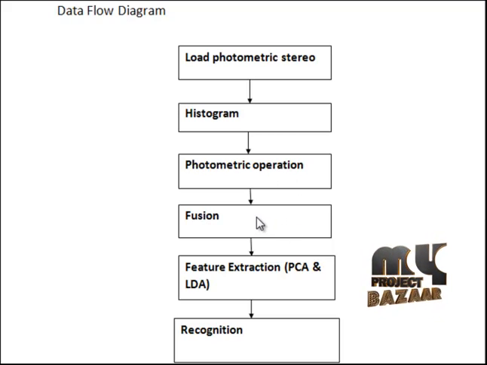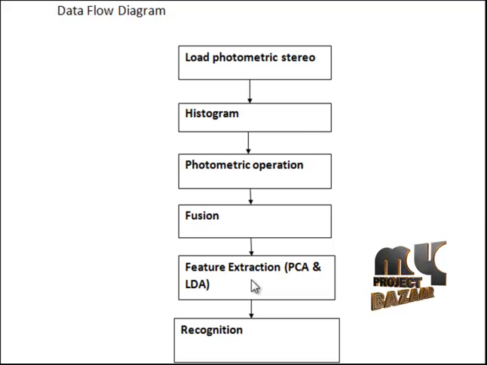The next one is fusion. Fusion is very useful to the face recognition and verification performance. This is very useful to generate the fused 2D and 3D face images. The next one is feature extraction using PCA and LDA. PCA is the principal component analysis. Then LDA is the linear discriminant analysis.